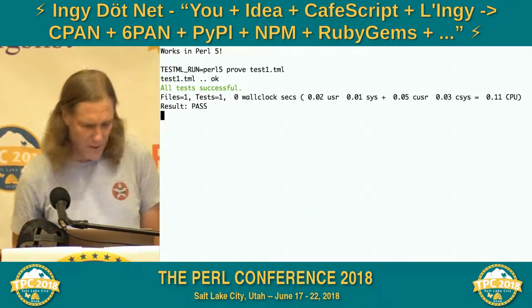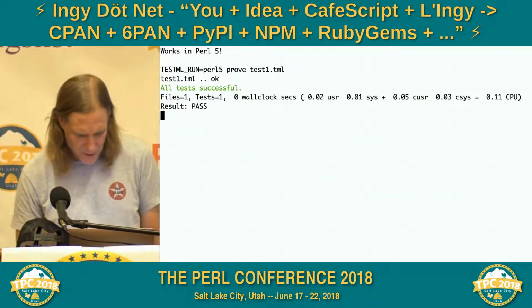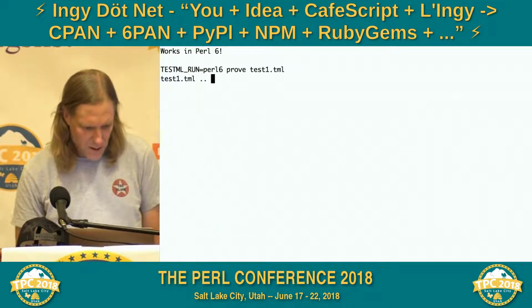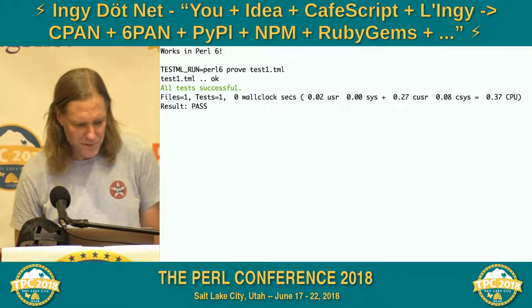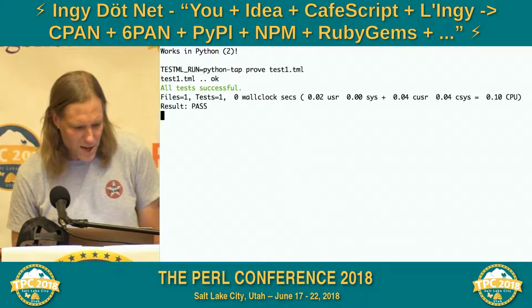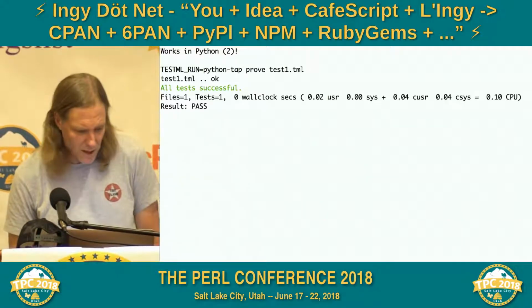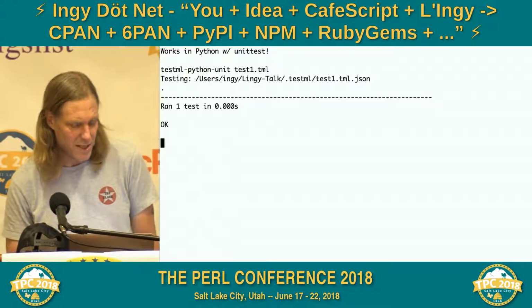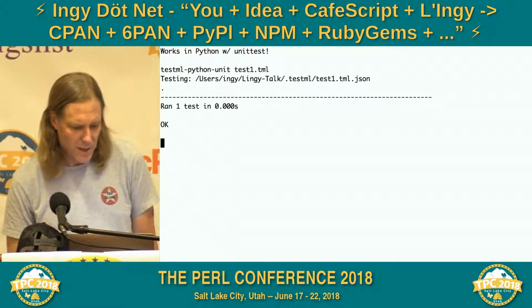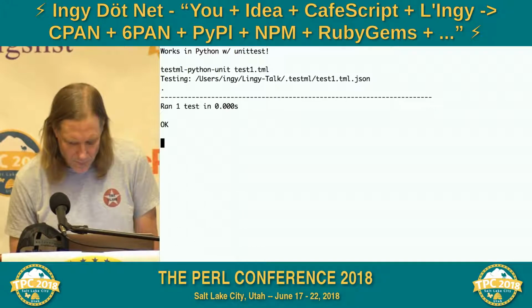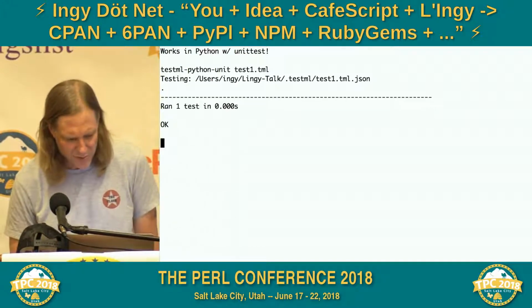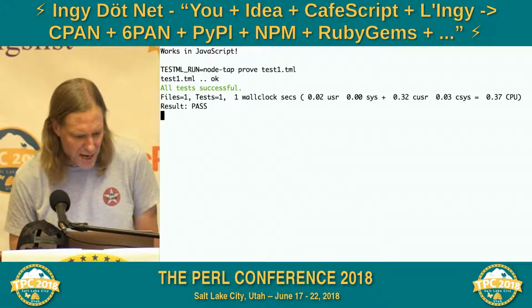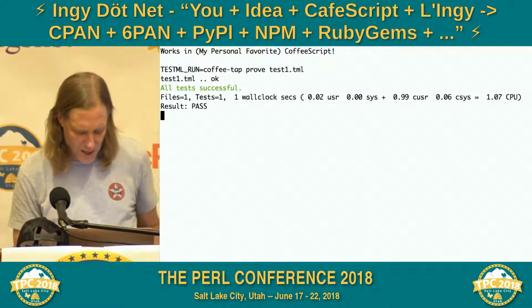Okay, so it works in Perl 5 under prove. It's great. It works in Perl 6. So much for this conference. It works in Python too so far. And it also works using Python's backend framework, which isn't TAP. And it works in any backend framework. I just use TAP for all of them. I mean, I provide TAP for all of them. It works in JavaScript, and my personal favorite, it runs in CafeScript.